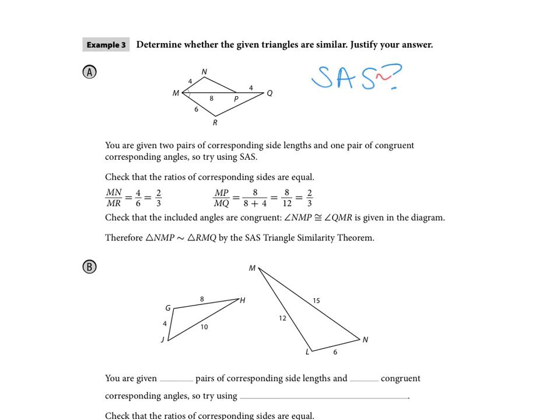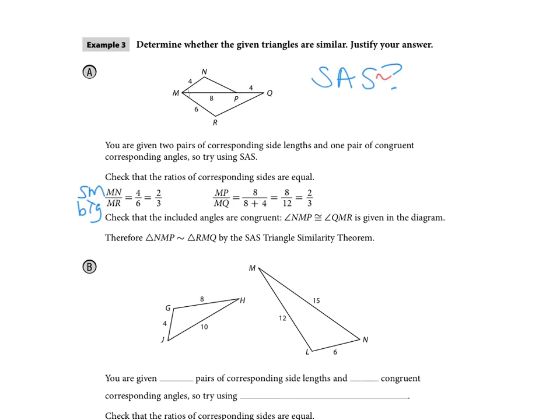So MN, and we would suspect that that might be corresponding to MR. So we've got 4 to 6 is 2/3. And then the other pair of sides, and again it looks like I went from small to big, so I want to check my ratio that same way here. So you can see MP, the smaller triangle's longest side there is 8, and the bigger triangle's longest side is 8 plus 4, or 12.